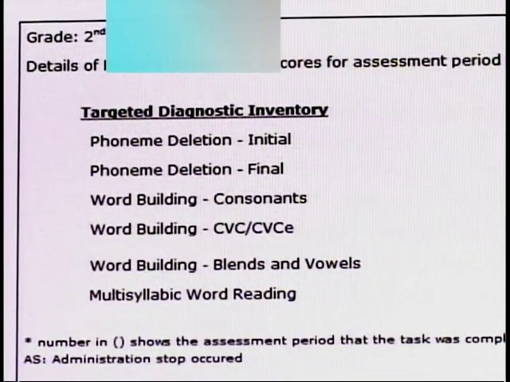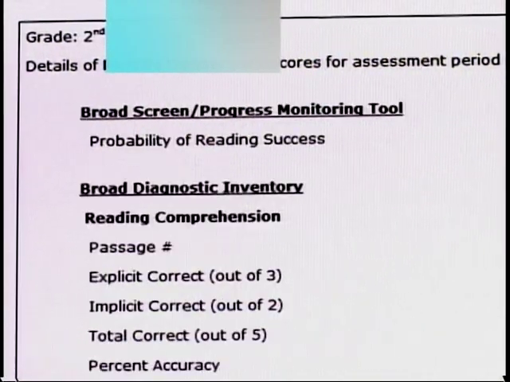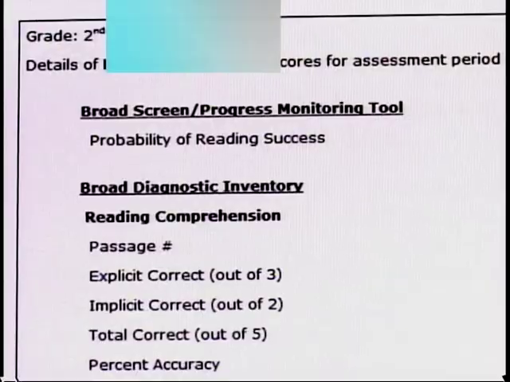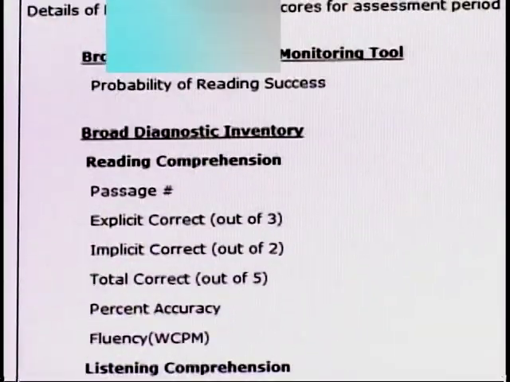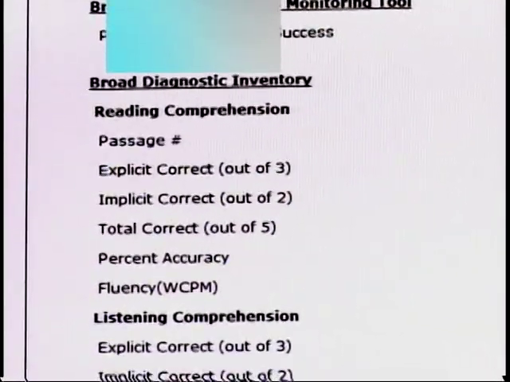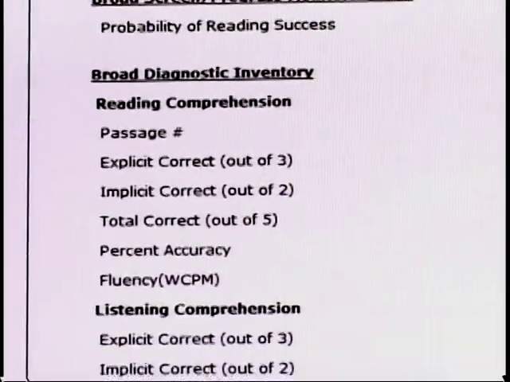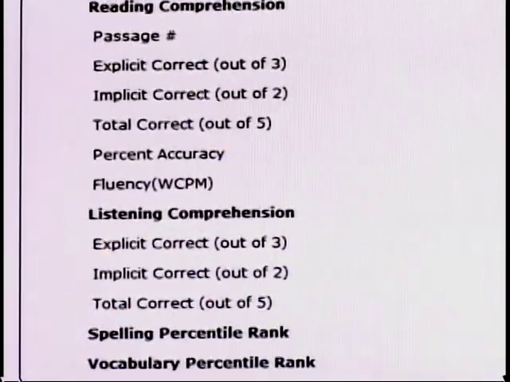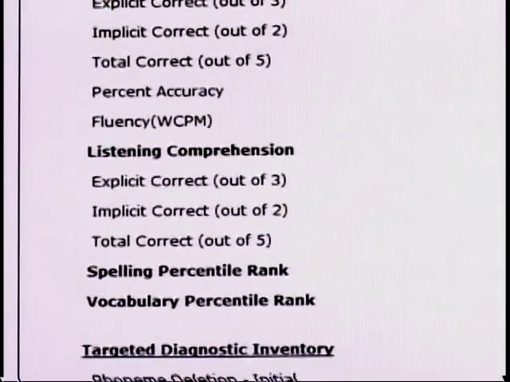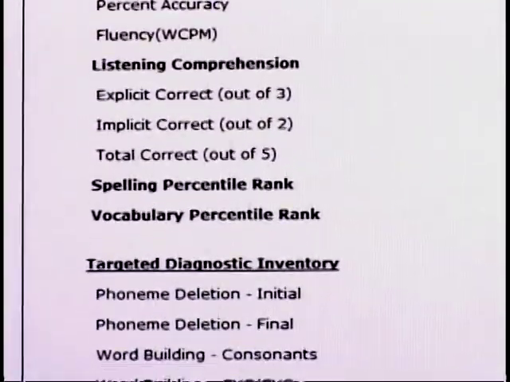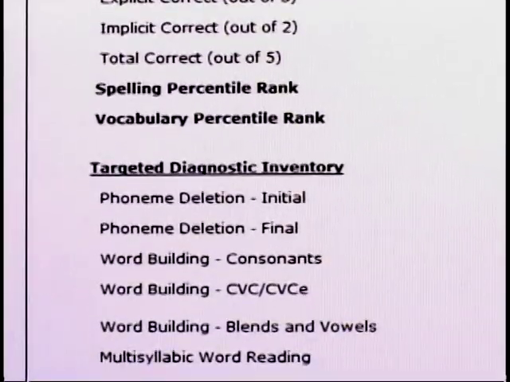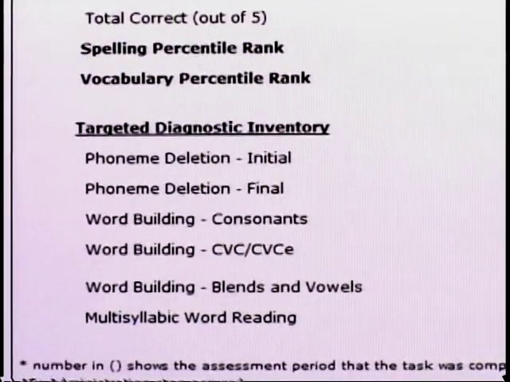Let's see if there's any improvement by AP3. Well, we see they're 4 out of 5 now. They meet expectations on the phonemic deletion task, 5 out of 5 on the final. And we come down to word building and they meet expectations. So this student has made a lot of progress across the year, and good instruction is key to that progress.